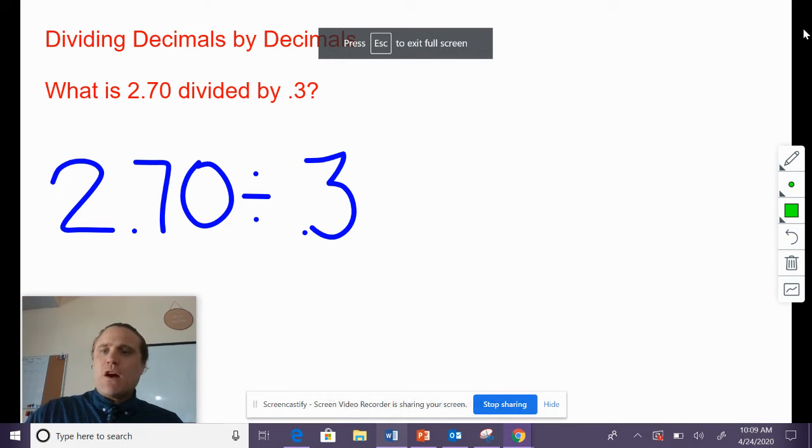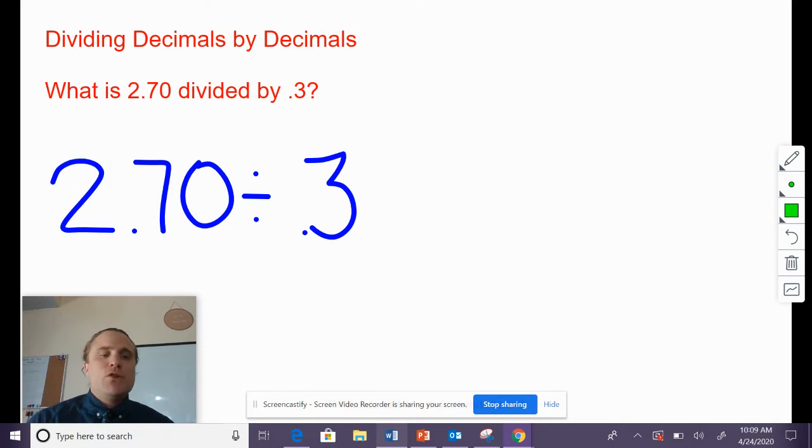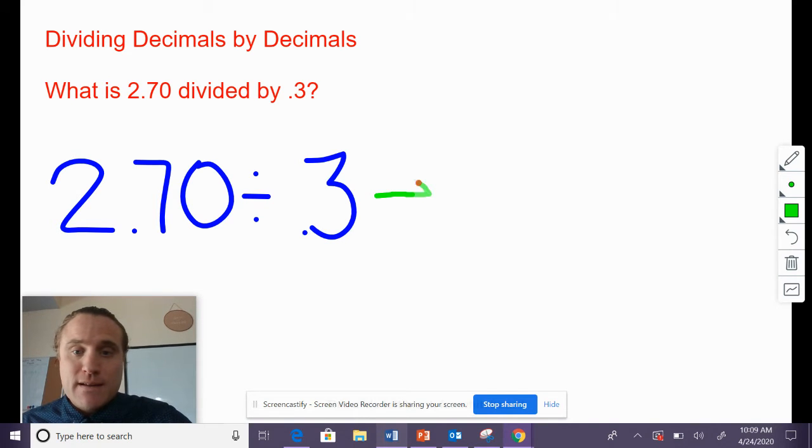All right. So we're going to divide decimals by decimals, and we're going to look at what is 2 and 7/10 divided by 3/10. Well, the very first thing that we have to do is rewrite the problem. We can't solve it with it looking like that. So we have to use the standard algorithm for division.